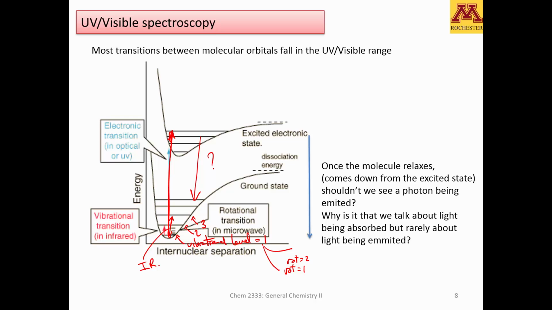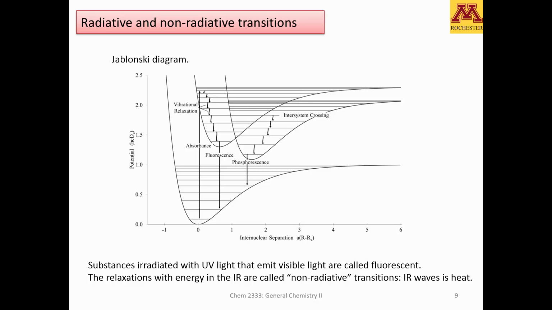If you excite this molecule, at some point it will, the same way that a stone falls on the ground, a molecule should radiate the energy that it has at some point absorbed. So that's the question. Why do we talk about light being absorbed, but rarely about light being emitted? Where does this light go? And that's why we will use diagrams such as this one.